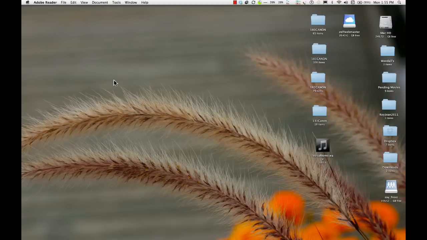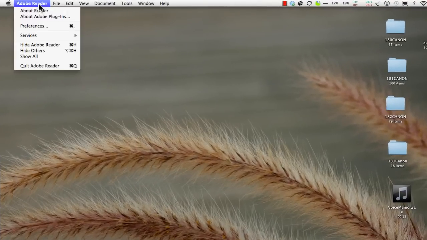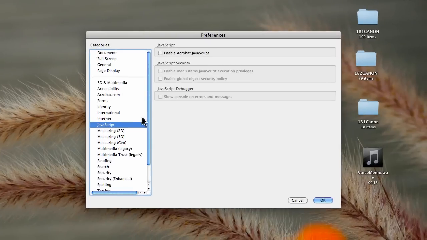Adobe Reader security issues. Start Adobe Reader and go to Preferences, and under JavaScript you'll usually find this enabled and this one enabled. Anyway, it doesn't matter if you take this one off or not, because you're going to disable JavaScript.